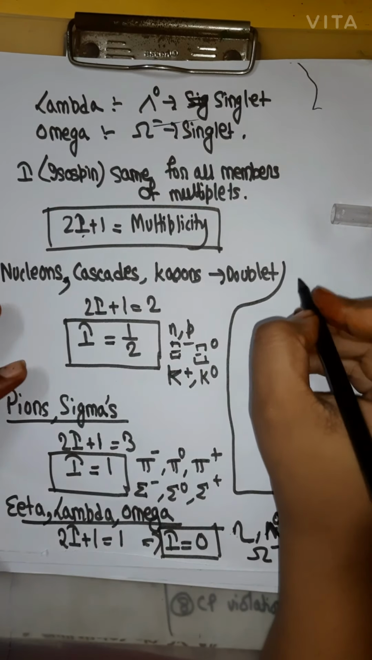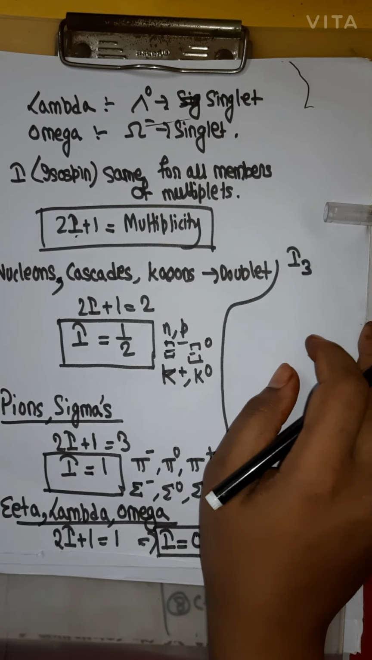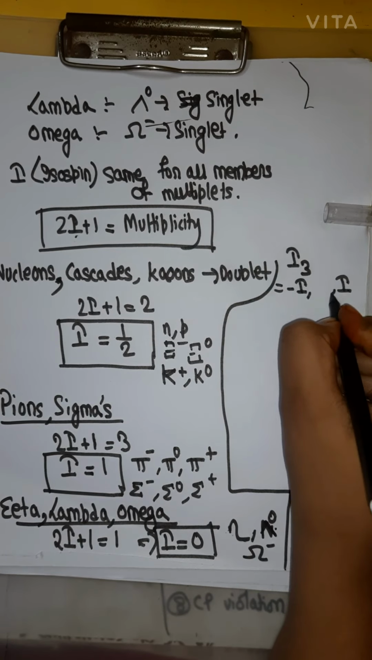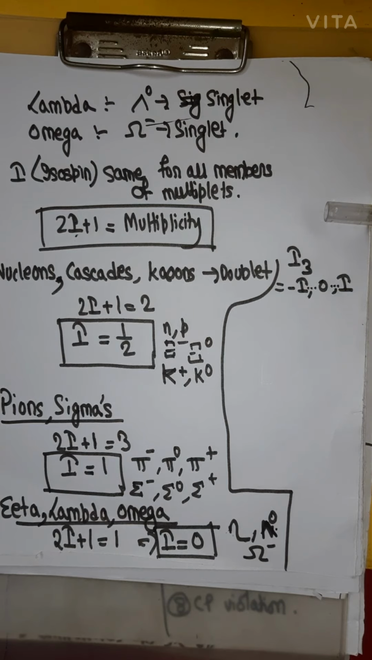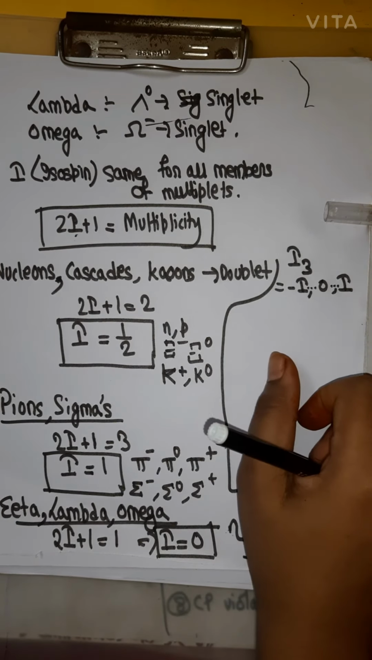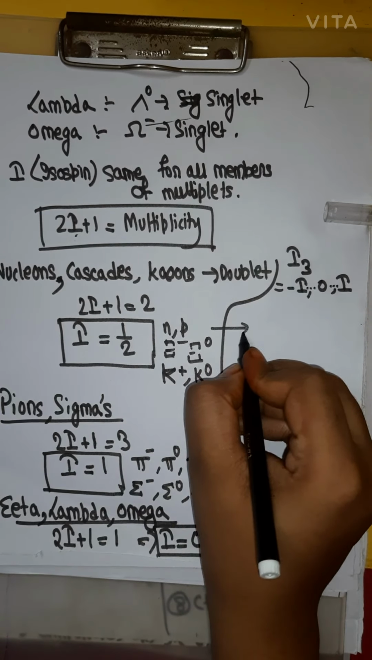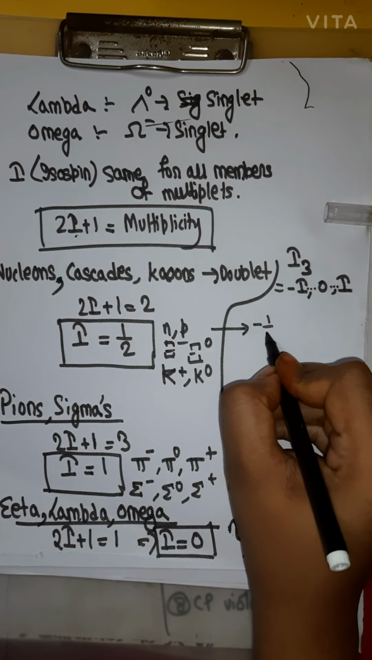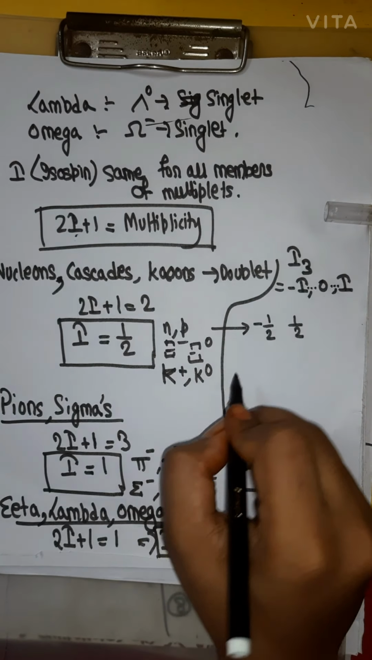Here we will show only the third component of isospin, with values from minus I to plus I, including 0. It has a whole lot of isospin values. So for nucleons, I is equal to half, and it will have values of minus half and plus half: minus half for neutron and plus half for proton.